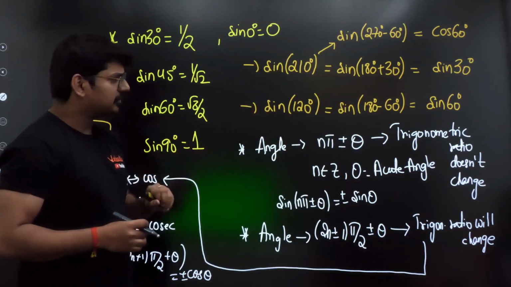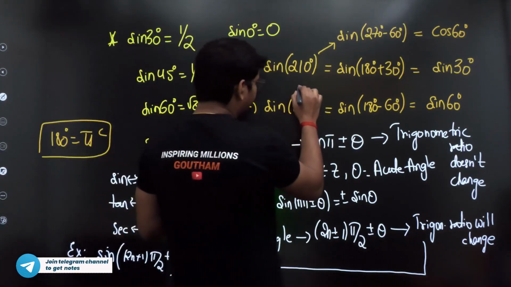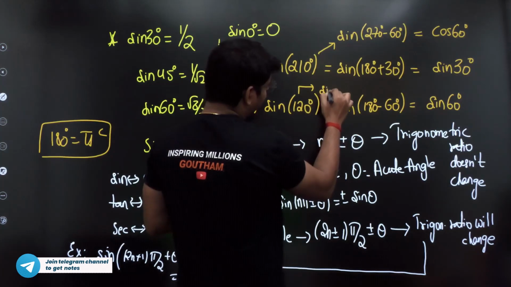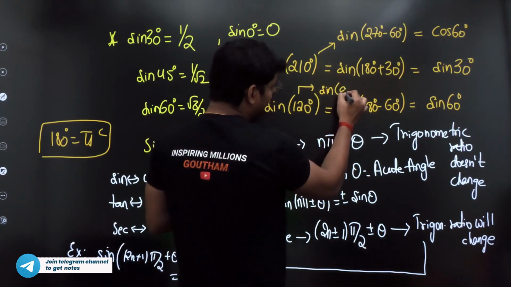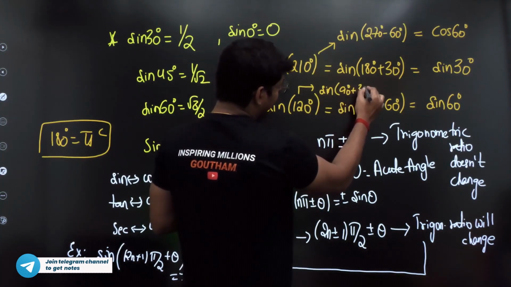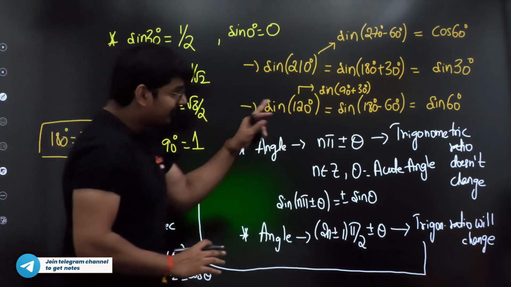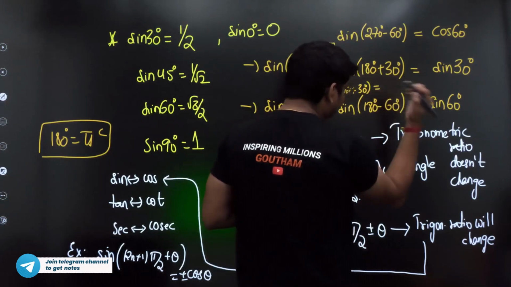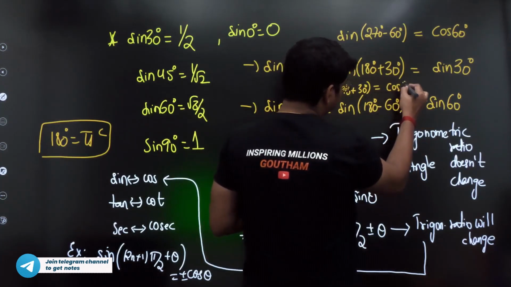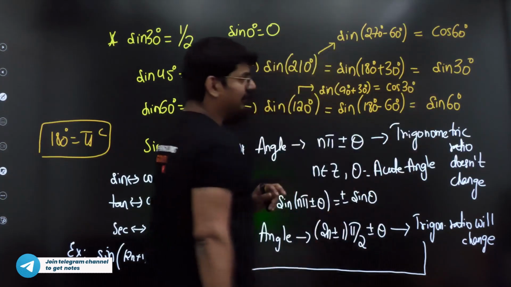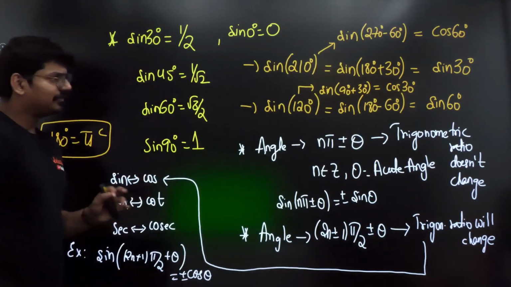The same happens with this also. You can write the same question as sine 120, which can also be written as sine 90 plus 30. Again, the angle is going to be in this particular format, so the trigonometric ratio will change. So sine is going to become cos, so I'm going to get cos 30 here. Okay, so I hope this is clear for everyone.